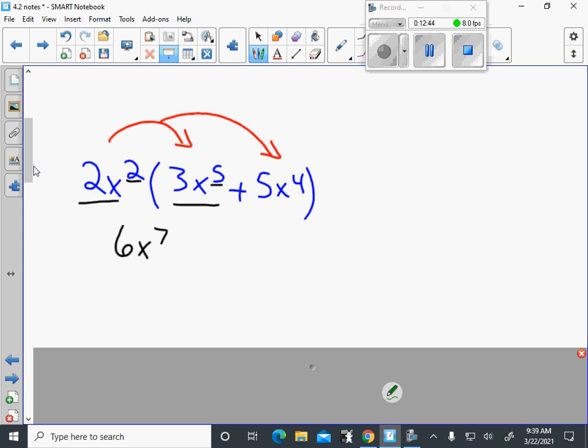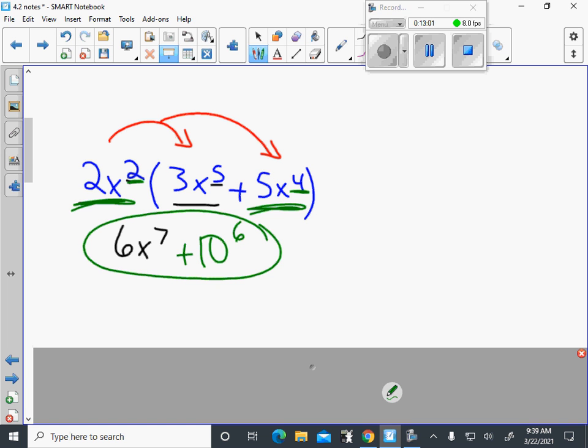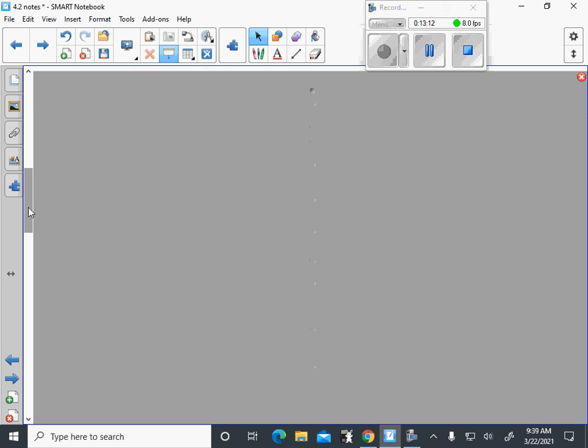Now, let's do 2x squared times 5x to the fourth. What's 2 times 5? That is 10. And then we have a 2 and a 4, which is 2 plus 4, 6. Okay. Or I should probably write, oh, that is the standard form. That's good. Perfect. Okay, so we just add the exponents.